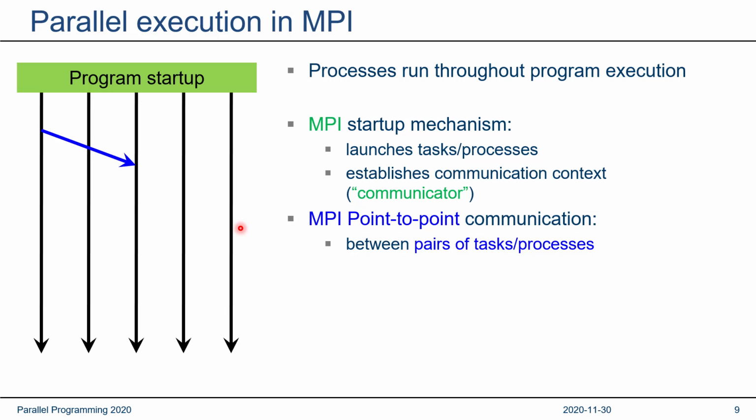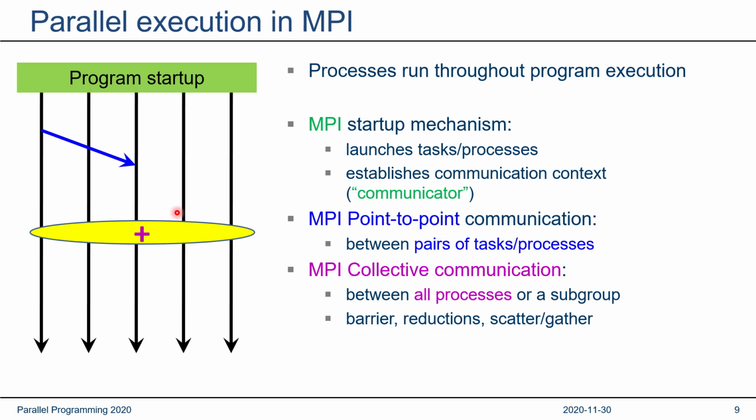Now, once those processes are running and know that they are part of an MPI program, there are two generally distinct ways to communicate between these processes. The first one is point-to-point communication. Point-to-point communication always happens between pairs of tasks or processes, so there's a message going from one process to the other.